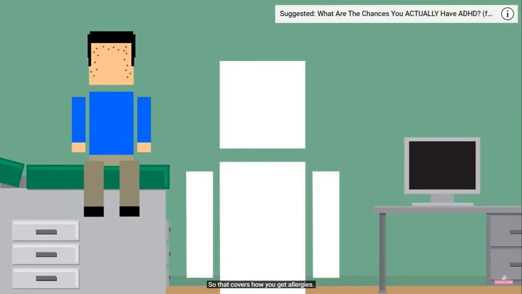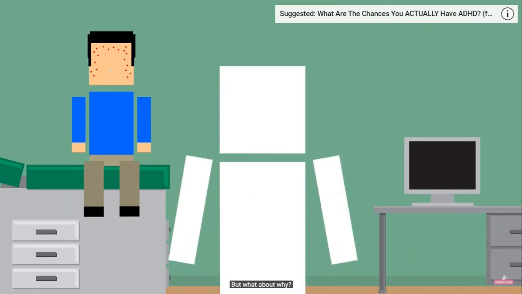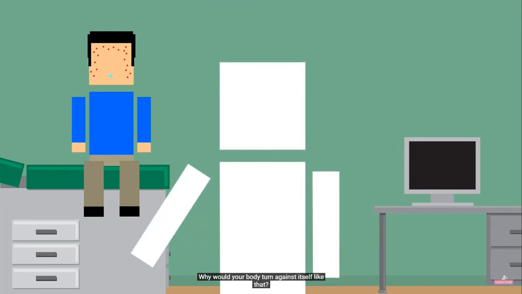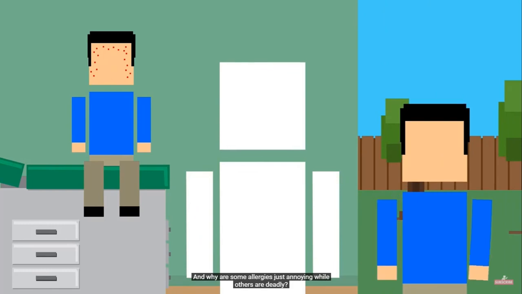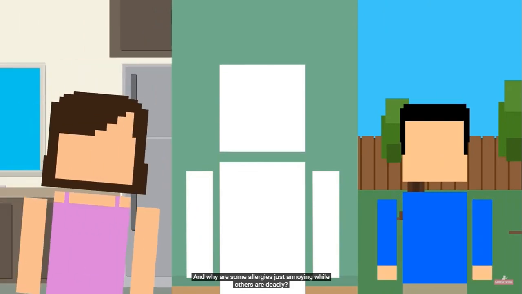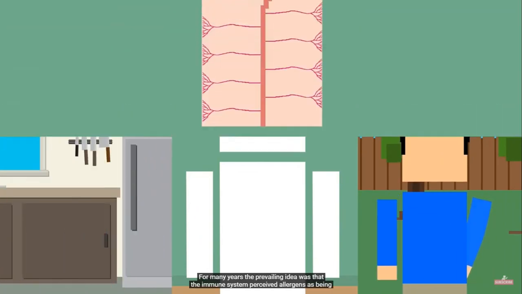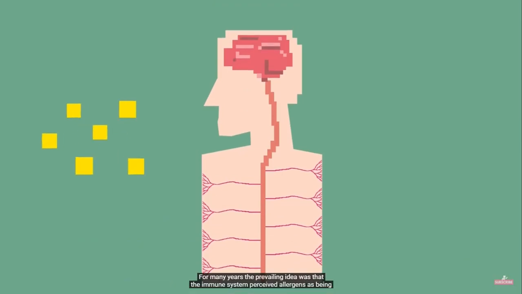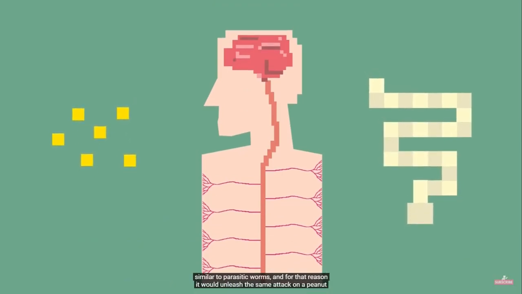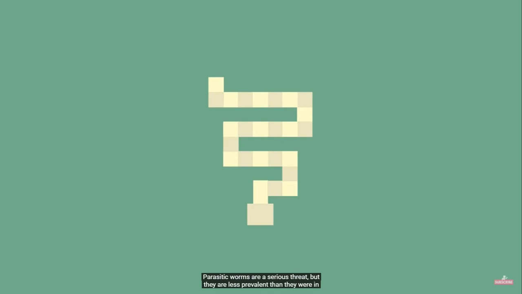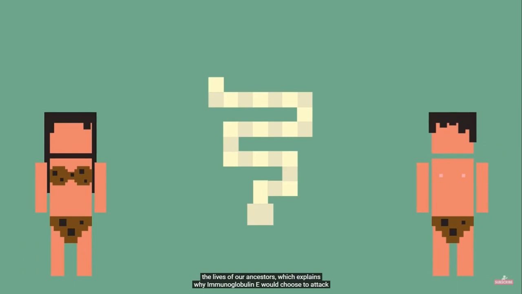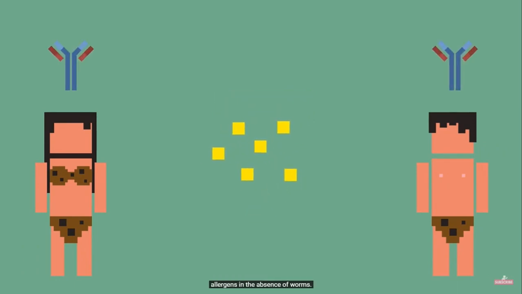So that covers how you get allergies. But what about why? Why would your body turn against itself like that? And why are some allergies just annoying while others are deadly? For many years, the prevailing idea was that the immune system perceived allergens as being similar to parasitic worms, and for that reason, it would unleash the same attack on a peanut as it would on a tapeworm. Parasitic worms are a serious threat, but they are less prevalent than they were in the lives of our ancestors, which explains why immunoglobulin E would choose to attack allergens in the absence of worms.